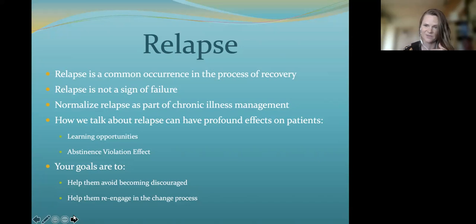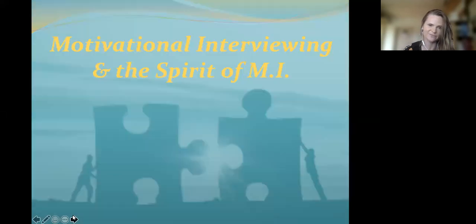And I find that patients really appreciate this language because I think that's very much what it feels like for them. So again, in relapse, your goals are to help them avoid becoming discouraged. There's sort of a cheerleader role here and also helping them re-engage in the change process, ideally at a relatively recent juncture. If you can help them to re-engage at action, that's going to make things much easier for them than if they have to start back at pre-contemplation.